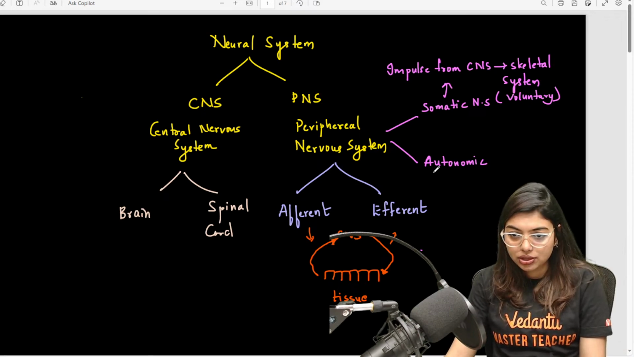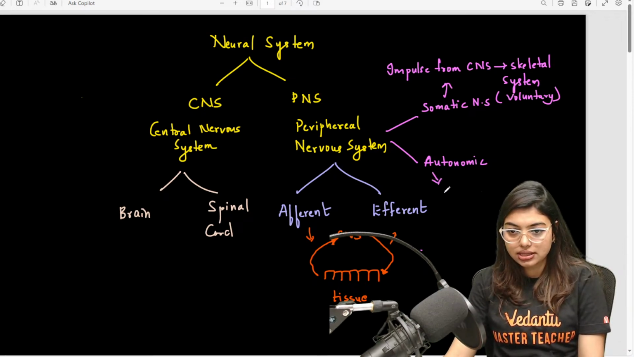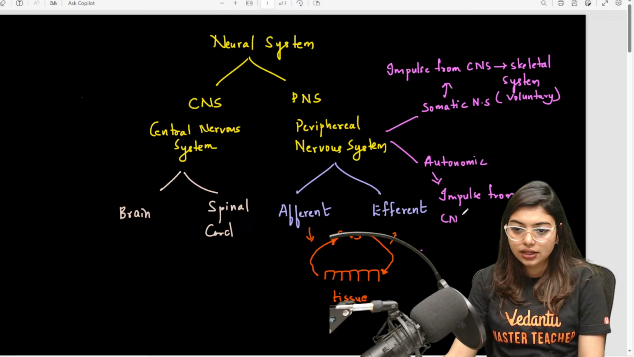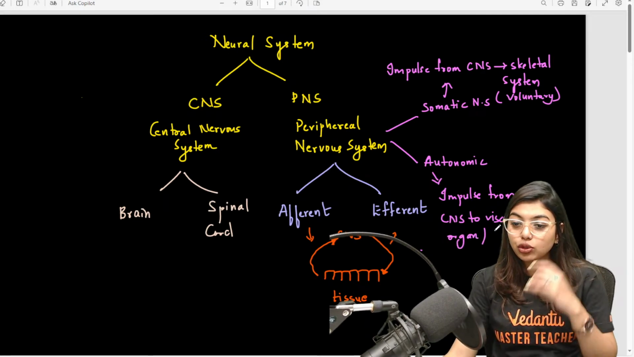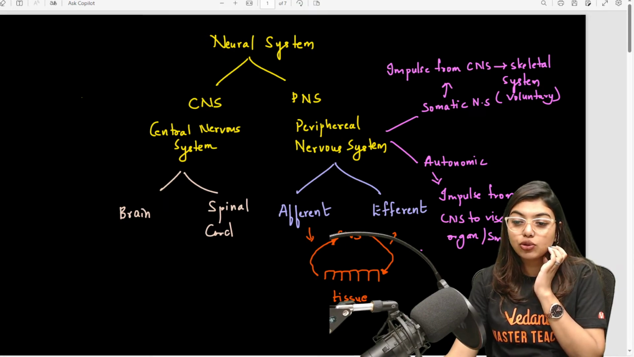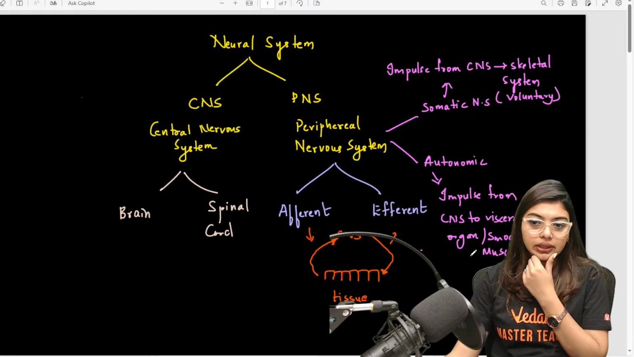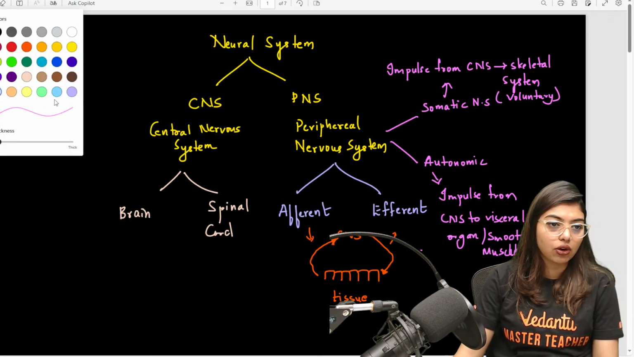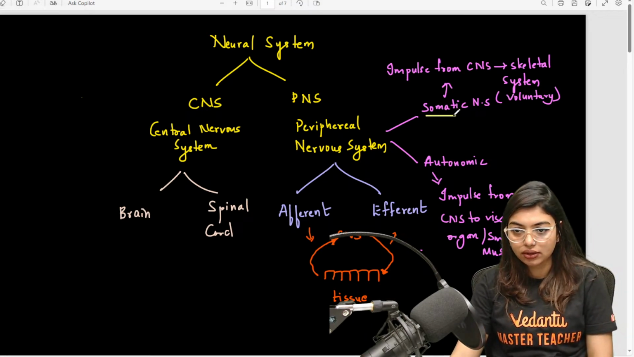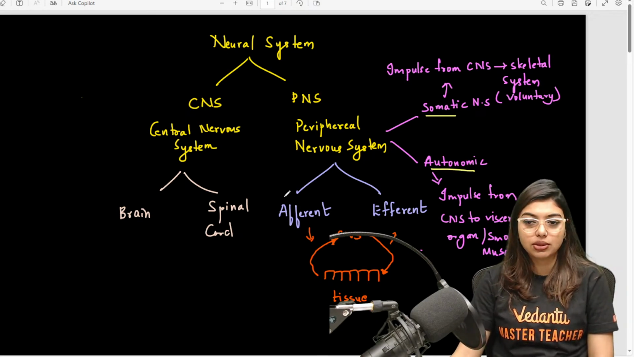Now autonomic, students, autonomic is going to send the impulses from the CNS to visceral organs. That means your inside organs. Visceral organs, or we can also write smooth muscles, because I have already told you that smooth muscle lines the visceral organs. Clear? So these are your two systems again, the autonomic nervous system and the somatic nervous system.